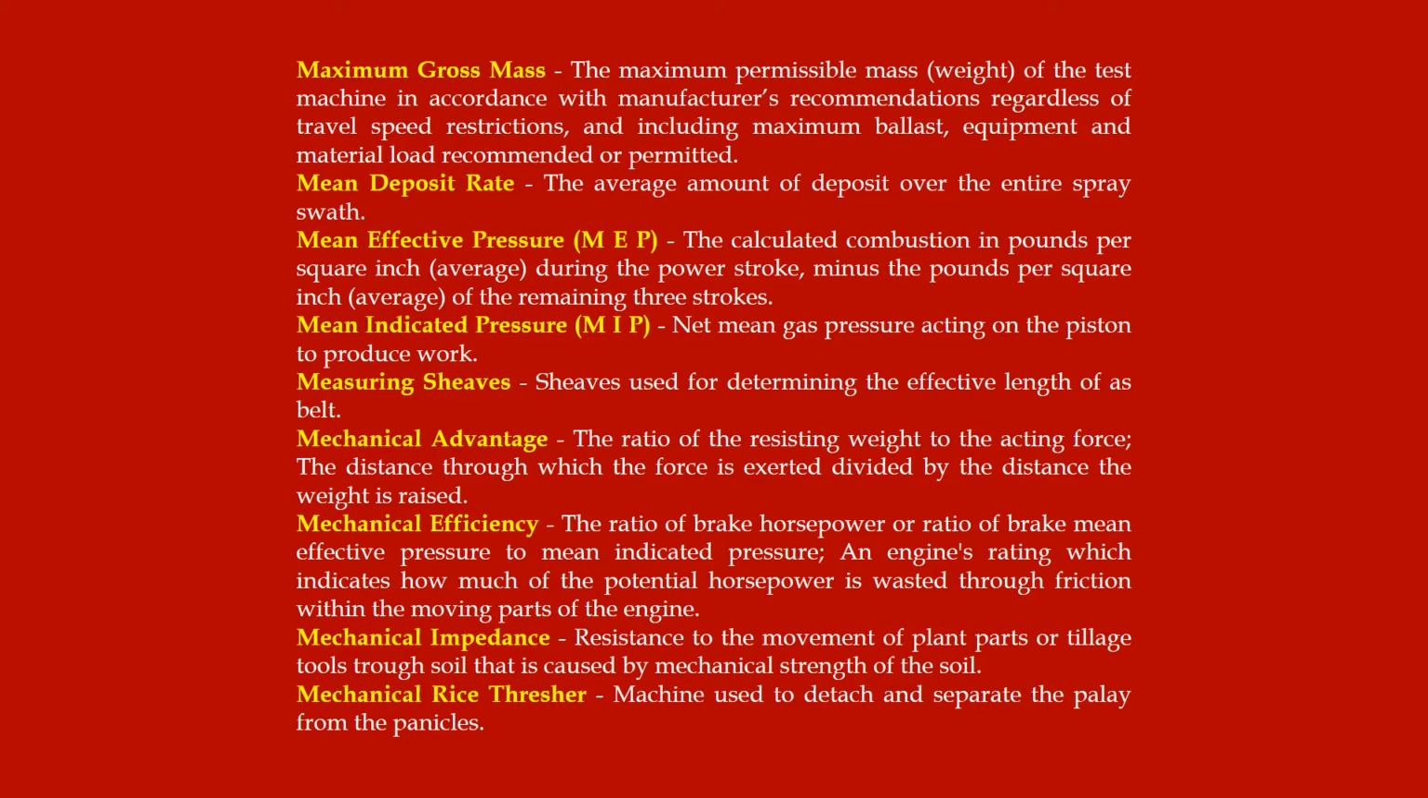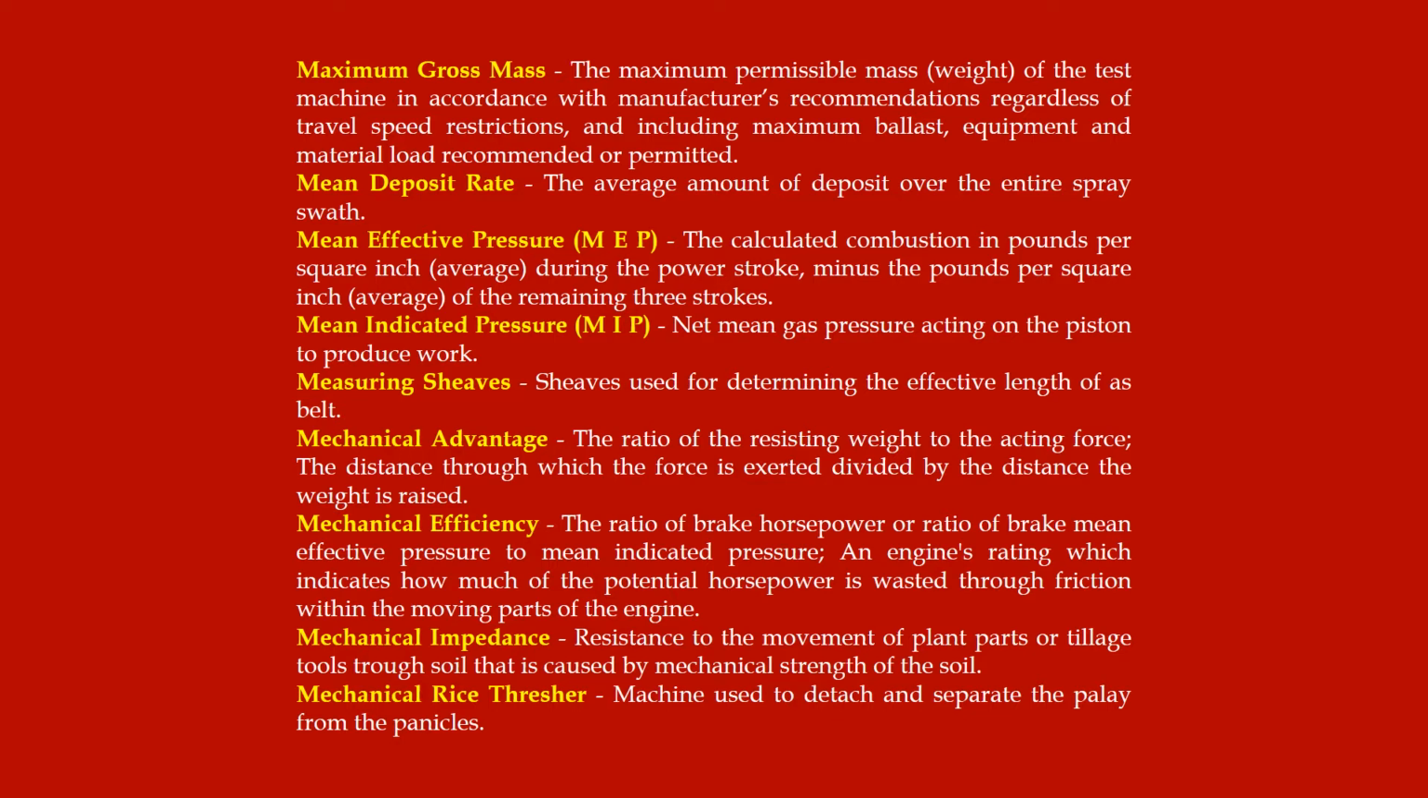Mean deposit rate: the average amount of deposit over the entire spray swath. Mean effective pressure, MEP: the calculated combustion pressure in pounds per square inch during the power stroke, minus the pounds per square inch of the remaining three strokes. Mean indicated pressure, MIP: net mean gas pressure acting on the piston to produce work. Measuring sheaves: sheaves used for determining the effective length of a belt.